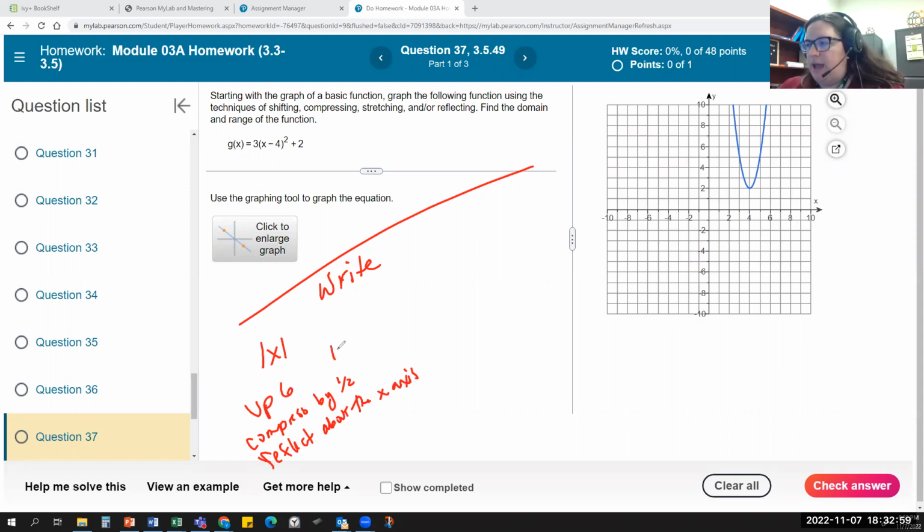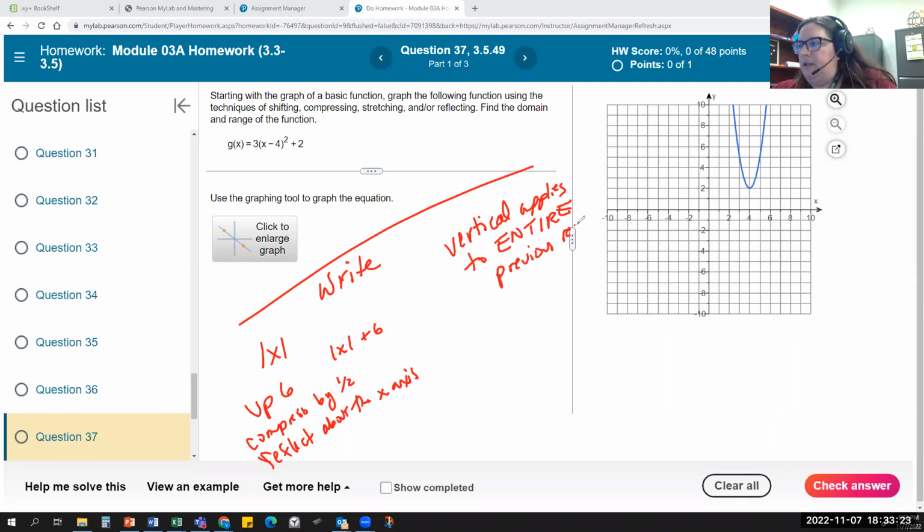So the up 6, I would add in a 6 outside of the absolute value. The compression, then what you have to watch out for is vertical changes always apply to the entire previous step. So because the shift was done first and then the compression, that compression is going to have to apply to the shift also. So I'm multiplying the entire previous step by 1/2, and that changes. It's not just putting 1/2 out front in the absolute value, but it also changes the up 6 to up 3. So it's compressing.